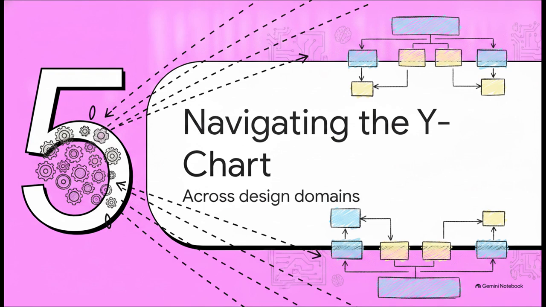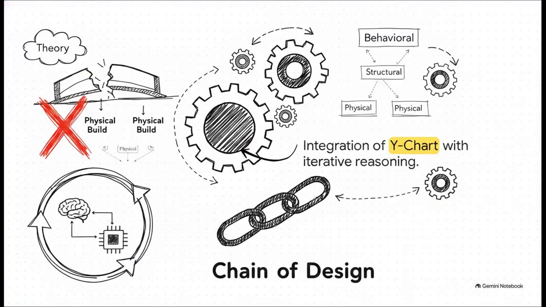Section 5. Navigating the Y-chart domains. And this brilliantly illustrates how we zoom out from those micro-level equations to the macro blueprint of the classical Y-chart. In traditional top-down design, it is so easy to fall into local optimization traps, making something absolutely perfect in theory that is literally impossible to build physically.